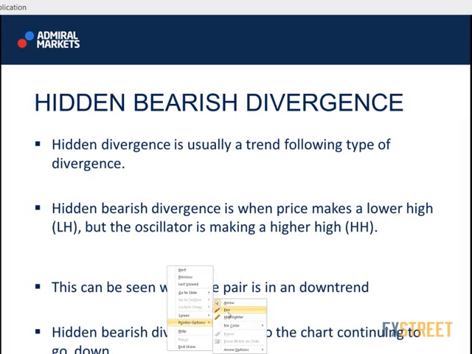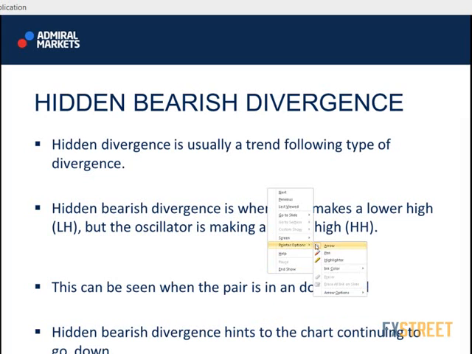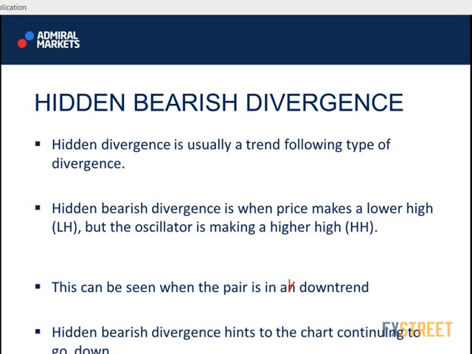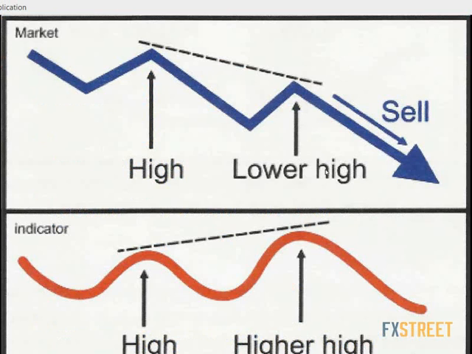So when the pair is in a downtrend, we usually spot hidden bearish divergence. Okay? So the price has made a lower high and the indicator has made a higher high. So you have some form of running triangle when you compare this to trend lines, and that is the sign for the charts to continue to go down with the trend direction. Okay?